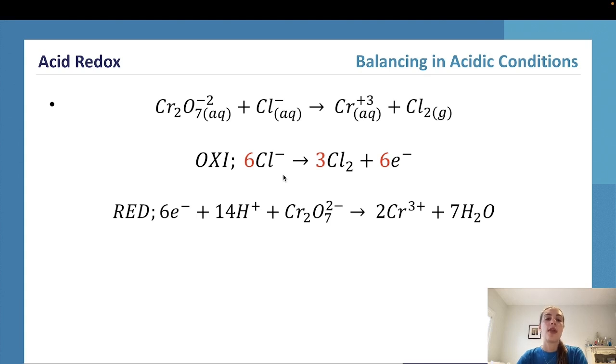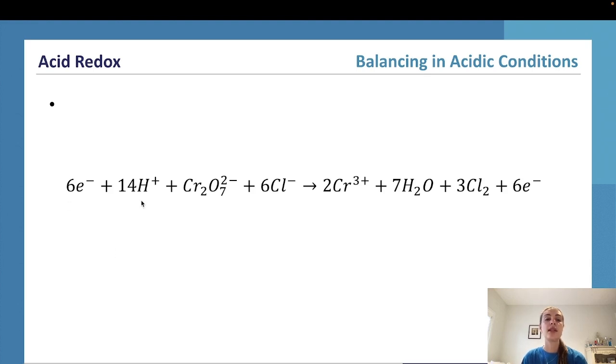So the reduction reaction is going to stay the same, whilst the oxidation reaction has now been multiplied by 3 to become 6Cl- makes 3Cl2 plus 6 electrons. So now we've got these fully balanced, we can then take all of the reactants and put them on the reactant side, and all of the products and put them on the product side.